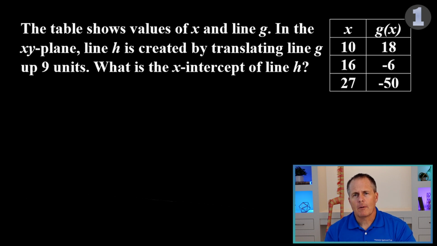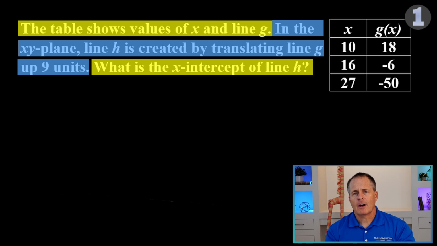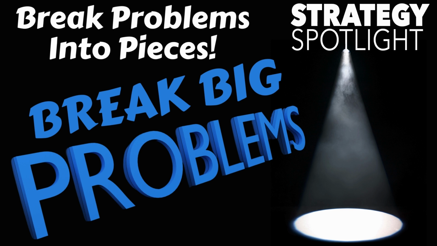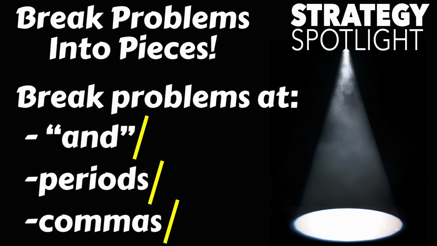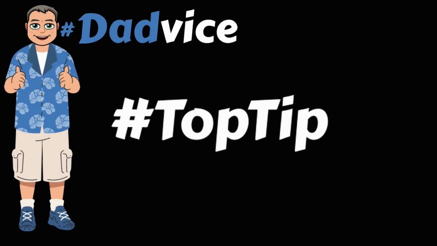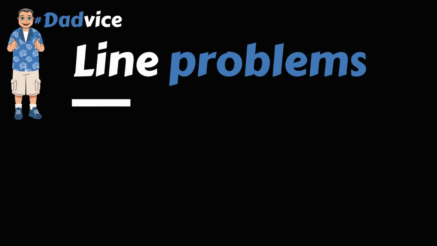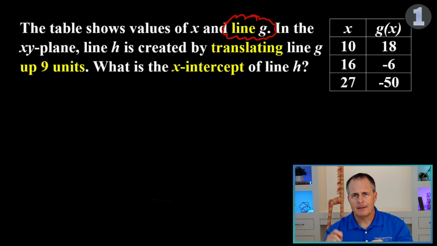When you get longer problems like this, usually you can do them one sentence at a time. If you try to do everything at once, you'll get everything all mixed up. So, whenever you see a period, a comma, or the word and, break the problem right there. Okay, the first sentence tells me this is a problem about lines. Over the years, I've learned that line problems are usually slope problems. So let's start by finding the slope.